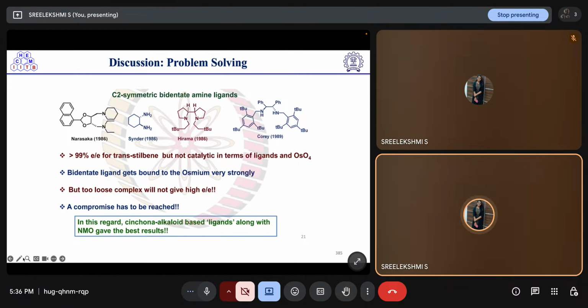So these are some of the C2 symmetric bidentate amine ligands which assist the osmium tetroxide mediated dihydroxylation reaction. So 99% enantiomeric excess was observed for trans stilbene, but it is not used in catalytic amount in terms of ligands and osmium tetroxide. So this bidentate ligand gets bound to the osmium very strongly. But a too loose complex will not give high enantiomeric excess. So in this regard, cinchona alkaloid based ligands along with NMO gave the best results.